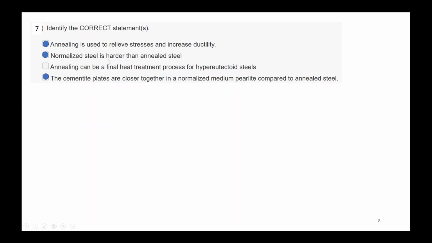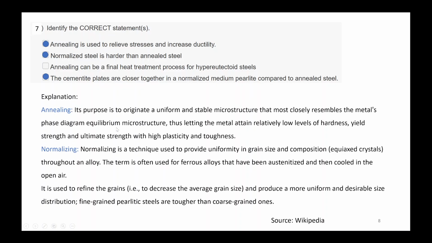In this case, annealing cannot be your final heat treatment in case of hypereutectoid steels, because there will be formation of a cementite network, which is not good for the mechanical properties of steel. And other statements are correct. So in case of annealing, annealing's purpose is to originate a uniform and stable microstructure that most closely resembles the metal's phase diagram equilibrium microstructure, thus letting the metal attain relatively low levels of hardness, yield strength, and ultimate strength with high plasticity and toughness.